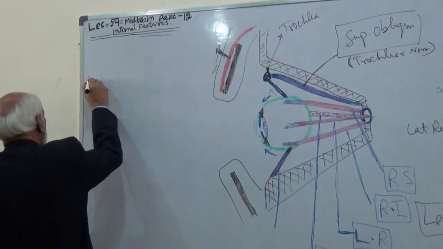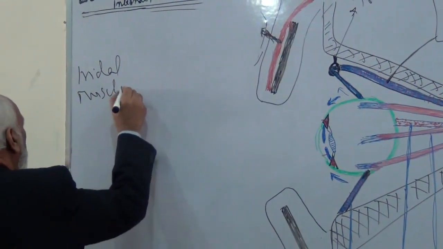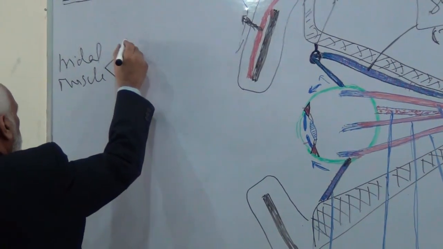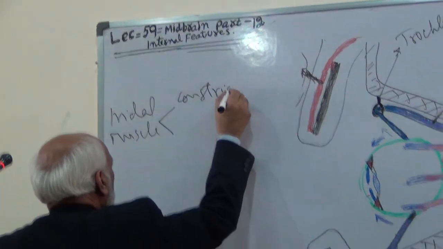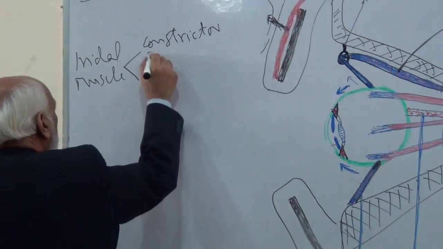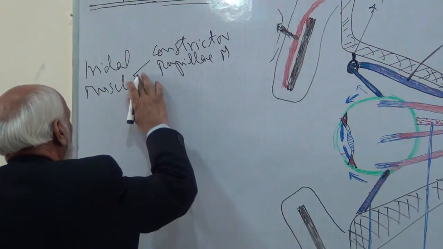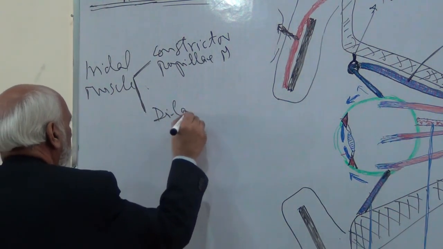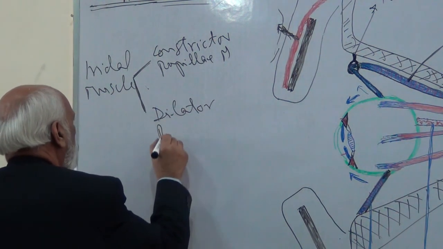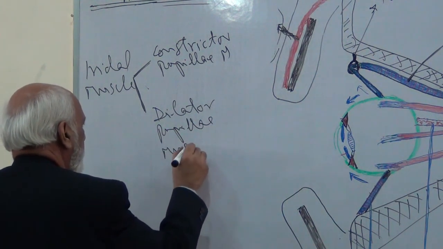Next, I told you about the intrinsic muscle, the iridal muscle. I told you it divides into the constrictor pupillae muscle and the dilator pupillae muscle of the iris.